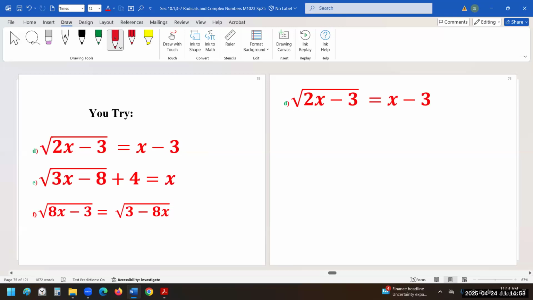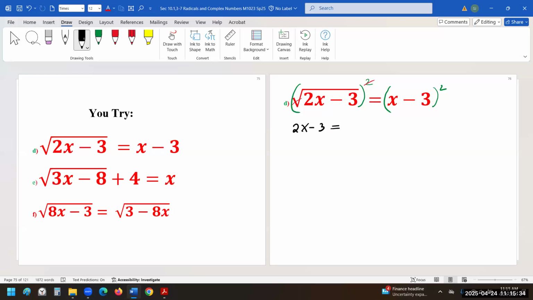Okay, let's do them. For A, our radical doesn't have anything next to it, not on the left side, not on the right side. So when the radical is alone, it's very weak. And when it's weak, we can kill the radical by applying its power. Square root means we have to apply square power on both sides. So the radical and the square power cancel one another out, and we get 2x minus 3 without any radical.